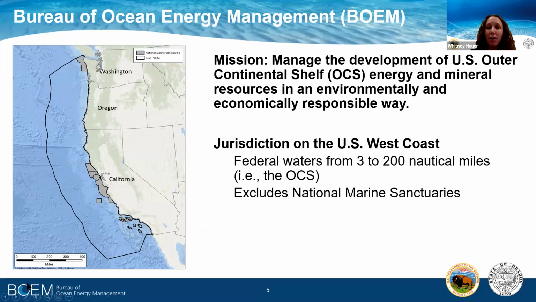The jurisdiction on the U.S. West Coast is the Outer Continental Shelf, or the OCS, and it's in federal waters from 3 to 200 nautical miles. The map on the left shows BOEM's jurisdiction, and it excludes national marine sanctuaries, which you can see grayed out off the coast of Washington and California.